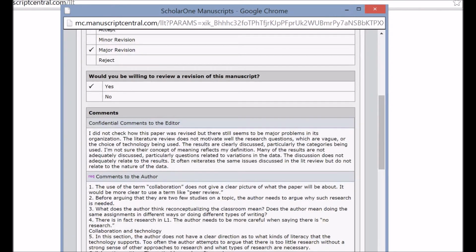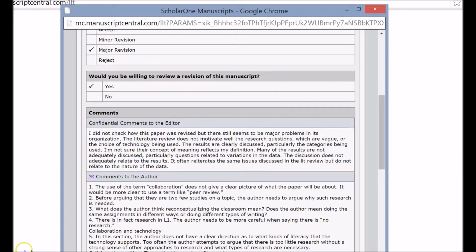Now, one thing I wanted to show here: most journals now seem to have 2 sets of comments, something you can say to the editor and something to the author. And in some ways, if you want to really be nasty or you're really upset, you can kind of vent your feelings in the comments to the editor and try to be more objective in the comments to the author.